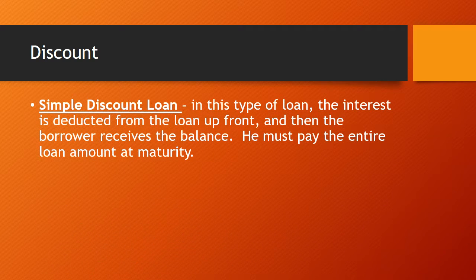Now we're going to talk about discount. A simple discount loan is a type of loan where the interest is deducted from the loan up front. The borrower receives the balance. And then at the end of the term, when the loan matures, you pay the entire amount.